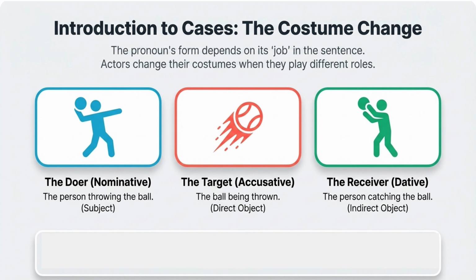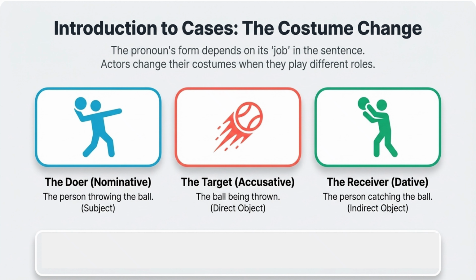We are now entering the world of cases. Think of cases as different costumes that pronouns wear depending on their job in the sentence. There are three main costumes. Nominative, the doer, denoted by the blue costume. This is the subject, the person throwing the ball. For example, ich werfe den Ball.